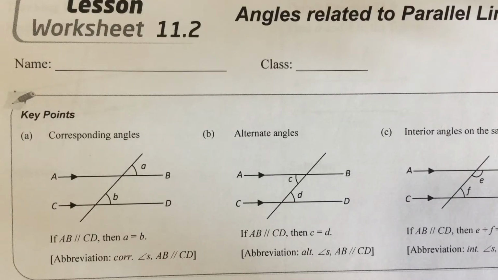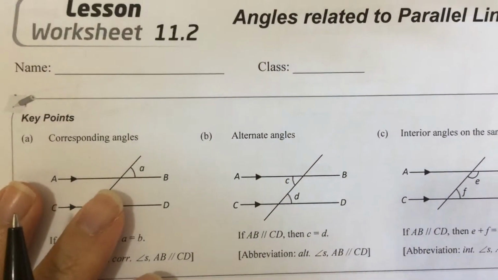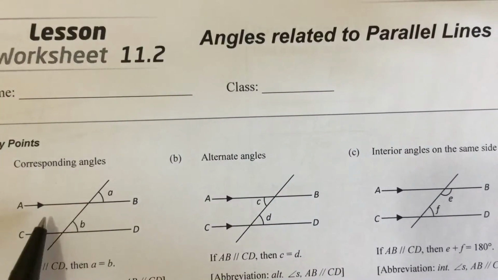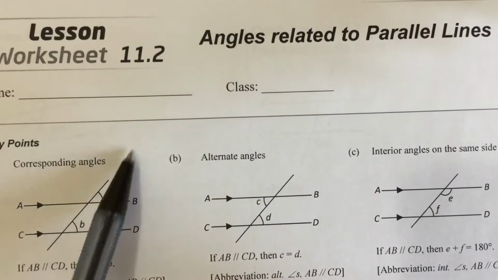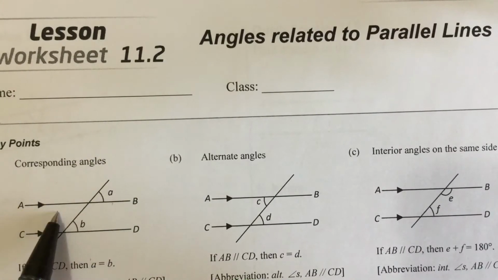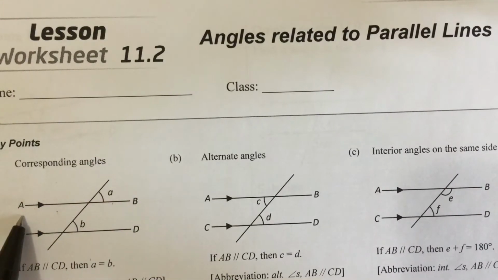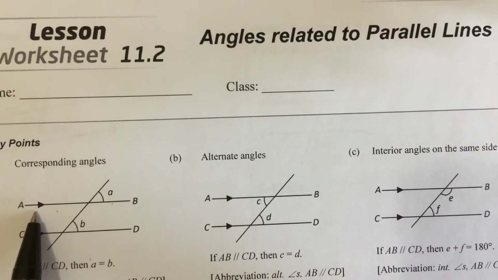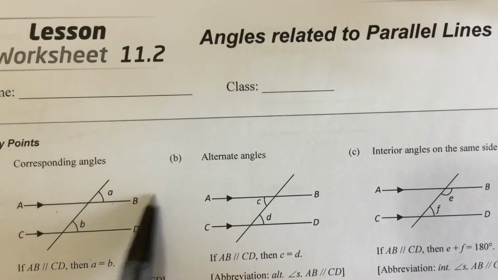Hello all, in this video, we will focus on the angles related to the parallel lines. That means we are going to talk about the angles between these two parallel lines. In Chinese it is called 平行線. Notice that for parallel lines, we always have AB is parallel to CD.